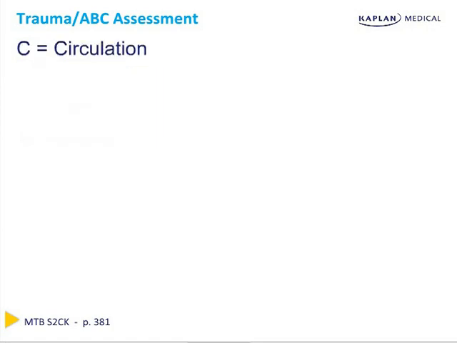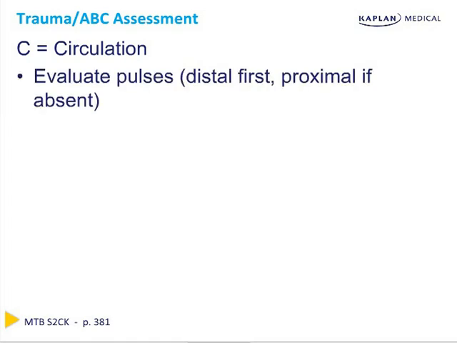The C of the ABCs requires assessment of the patient's circulation, or, more to the point, their ability to perfuse the vital organs. The initial assessment requires checking distal pulses, often the radial pulse in the upper extremity and the dorsalis pedis or posterior tibial pulse in the lower extremity. If pulses are palpable, the patient is moving blood well.